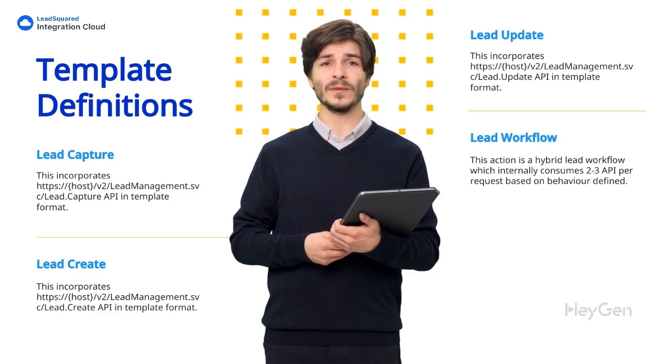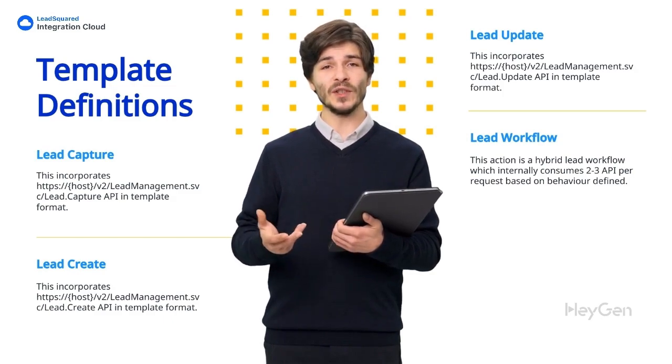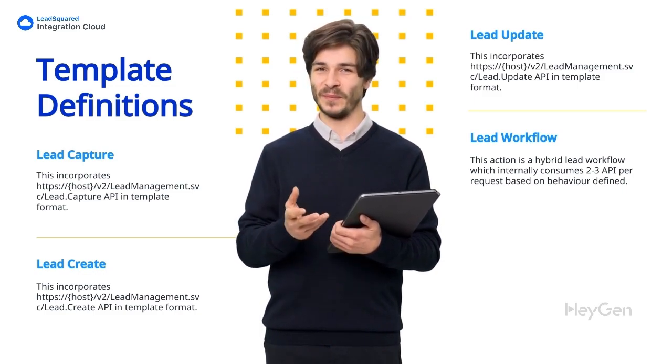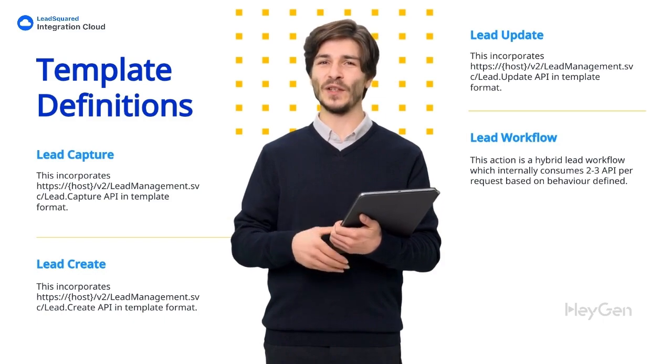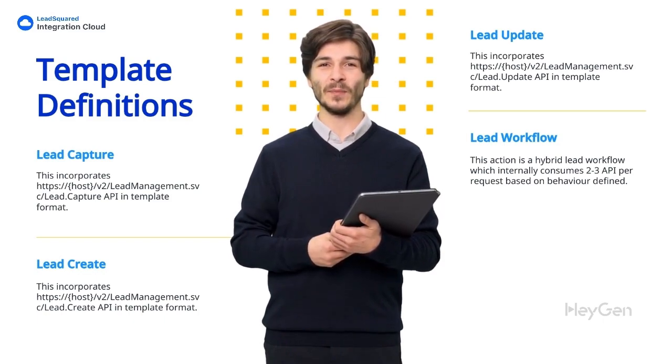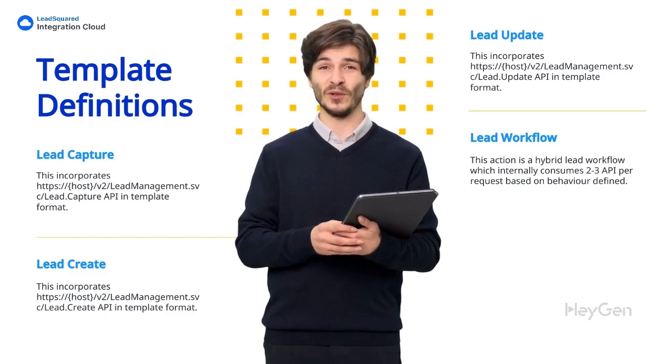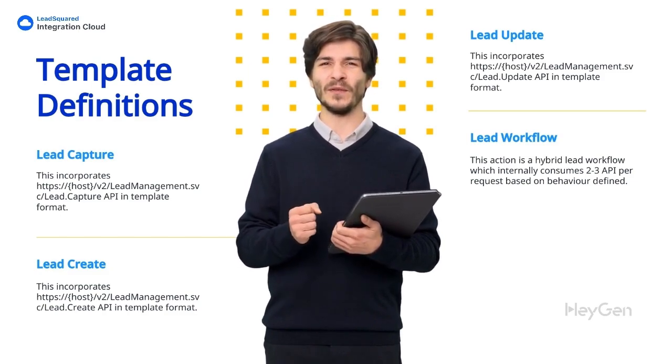Lead workflow. This action is a hybrid lead workflow, which internally consumes 2 to 3 API calls per request based on behavior defined. This allows you to configure primary and secondary search criteria. We perform lead search based on primary key, followed by secondary key if lead is not found via primary key, and then further action: capture, create, or update is performed based on behavior defined.